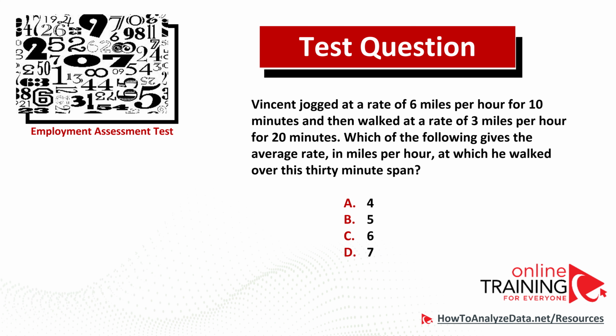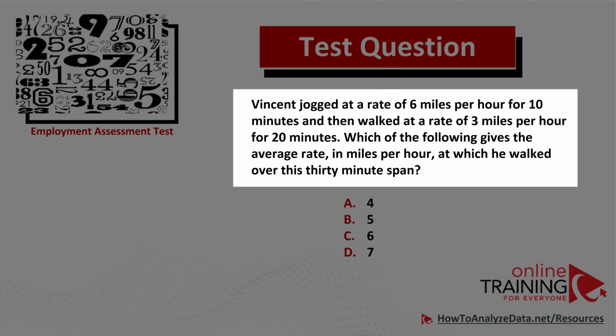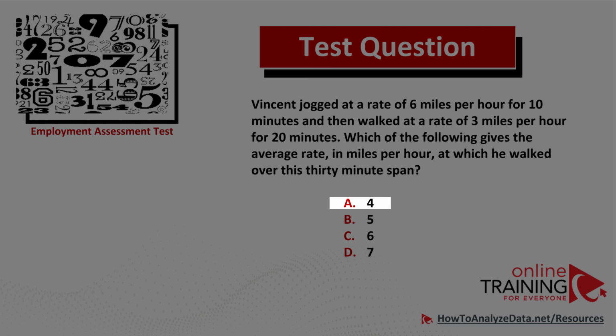And now here's the question for your practice. Vincent jogged at a rate of 6 miles per hour for 10 minutes and then walked at a rate of 3 miles per hour for 20 minutes. Which of the following gives the average rate in miles per hour at which he traveled over this 30-minute span? Choice A, 4. Choice B, 5 miles per hour. Choice C, 6 miles per hour. Or choice D, 7 miles per hour.